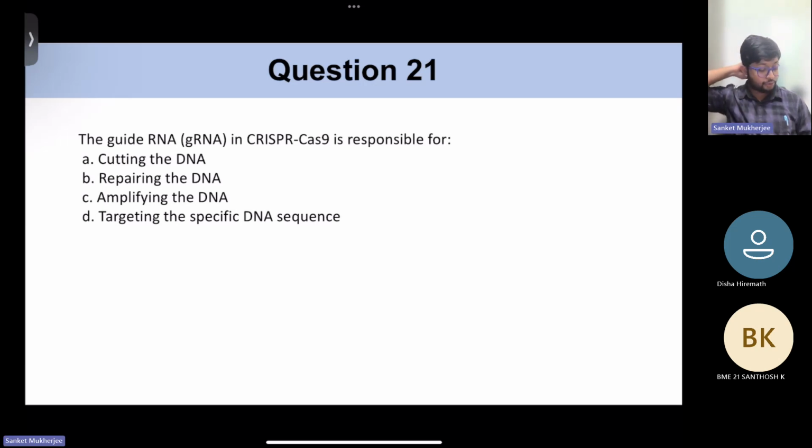The guide RNA in CRISPR-Cas9 is responsible for cutting the DNA, repairing the DNA, amplifying the DNA, or targeting the specific DNA sequence. This is easy. Option D. You are right.